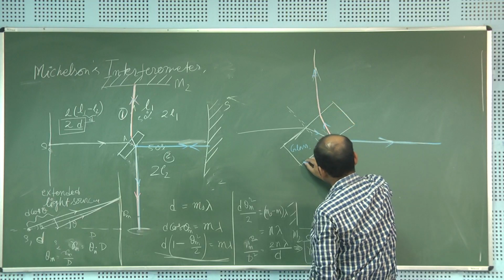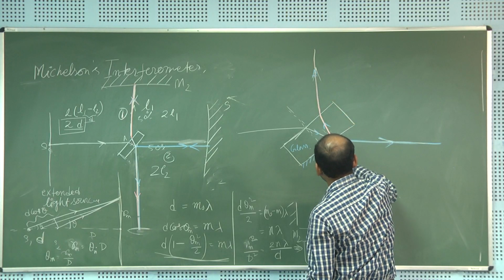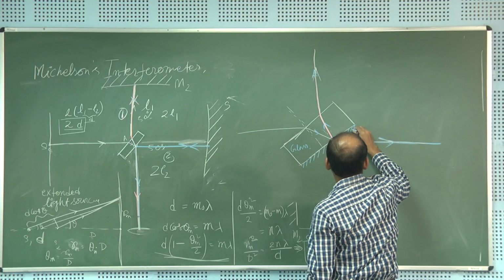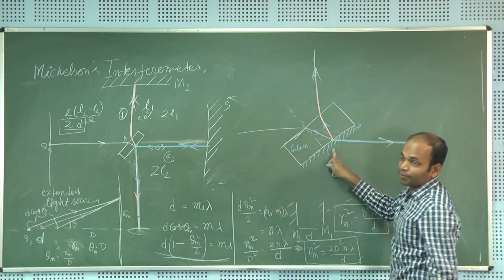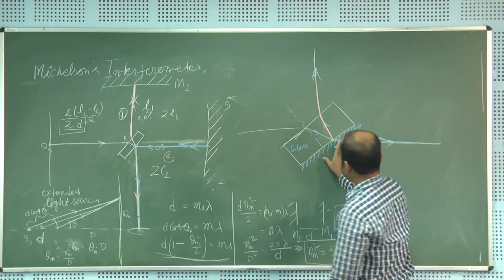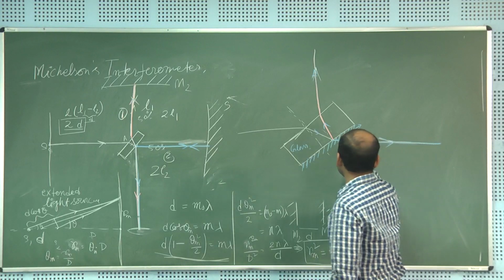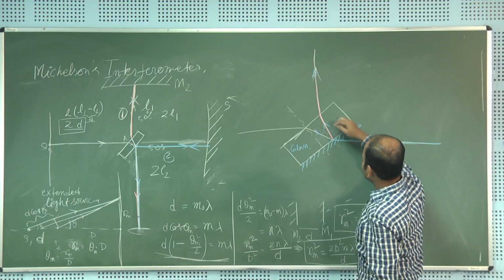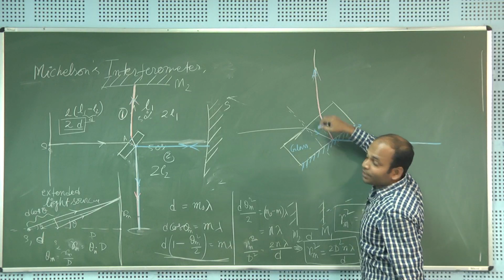Oh, this is right, half silver mirror. Yeah. Yeah, so this is a silver mirror, that's right. Yeah. So sorry, thank you. I think I was not drawing this on the silvered part. Okay, so if this is a silvered mirror, then you can see that it will suffer a phase difference of pi.